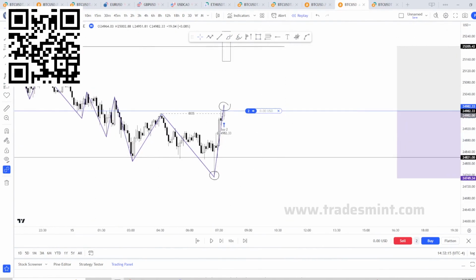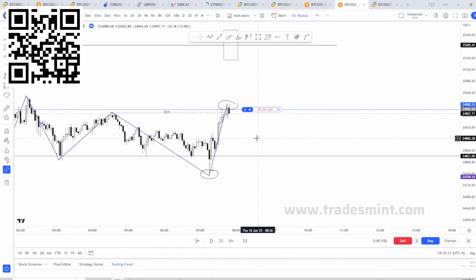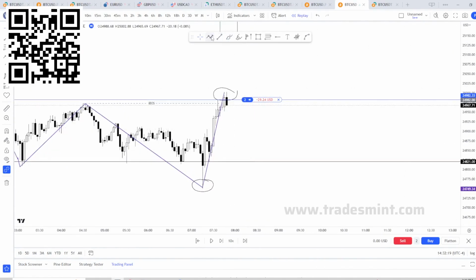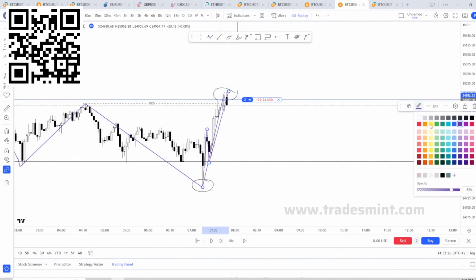There we go. Let's go to the 3. So on the 3-minute time frame, structure presented itself like this on this last expansion leg. So up, down, up. So I'll look at yellow, I guess.